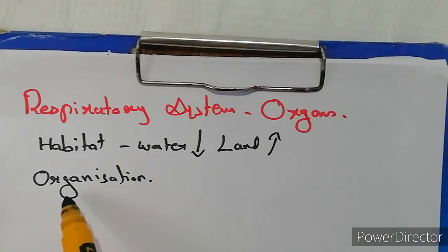The second one is based on the level of organization, which we may discuss in the classification area. Level of organization means cellular, tissue, organ, and organ system levels of organization. Based on that, the breathing capacity will vary. So the respiratory organ or system depends on the animal's habitat and its level of organization. Let us see what organs are used for the respiration process.